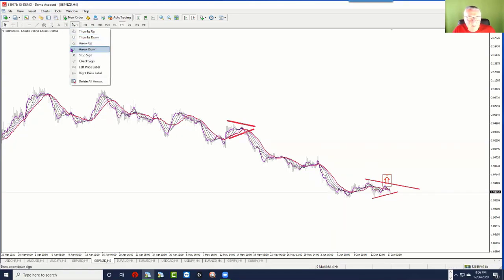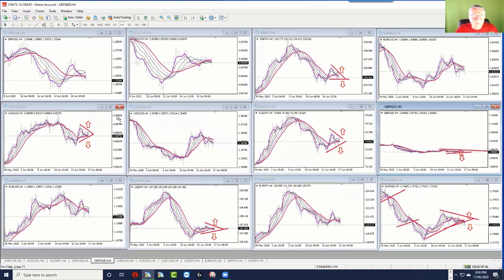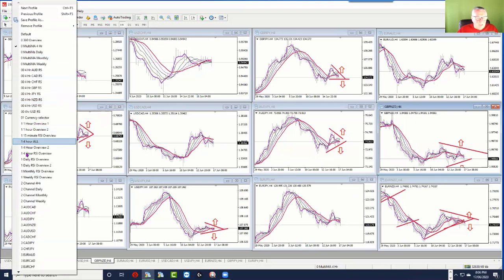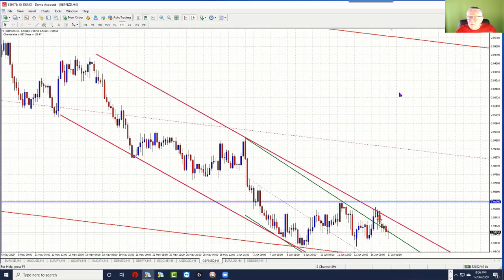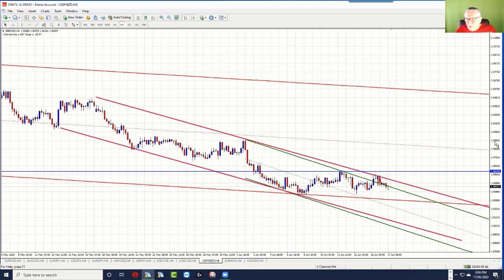So let's have a look if those straddles catch these particular trades. Okay, so those are the trades based on the multiple moving average. Let's have a look at the channel trading on the 4-hour. And yesterday again, I think we noticed this one. This was quite a nice trade.